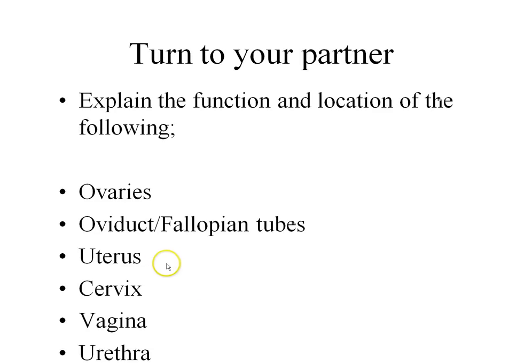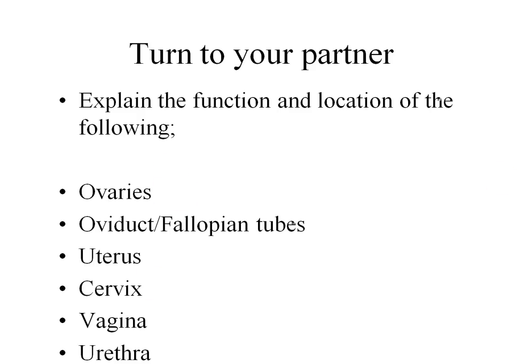All right, so let's go ahead and review some of the locations and functions of the following structures in females. The ovaries are where the eggs are produced. Oviduct and fallopian tubes mean the same thing. They're the connecting tube between the ovaries and uterus. The uterus is where the fetus develops. The cervix is the entranceway to the uterus. The vagina is the place where the male reproductive parts go. And the urethra is the tube that leads from the bladder to the external environment during excretion, which is not connected to the rest of this stuff.